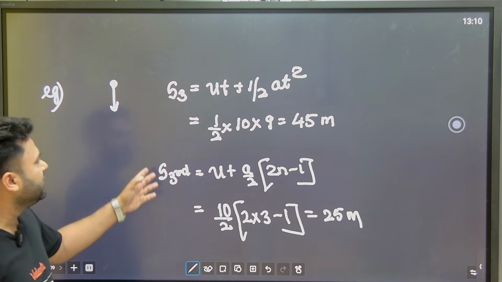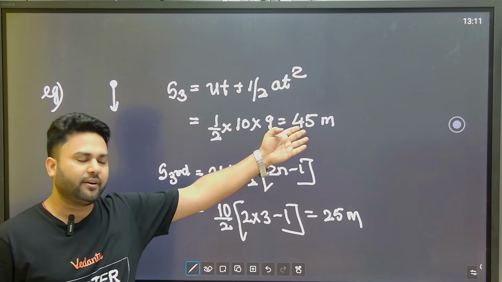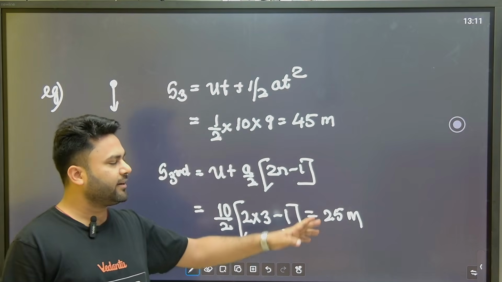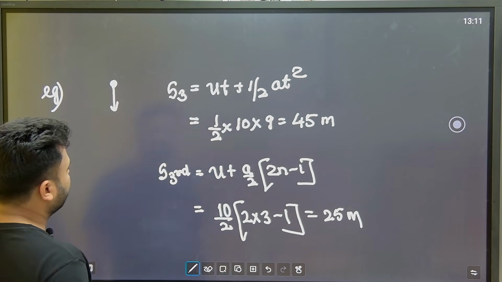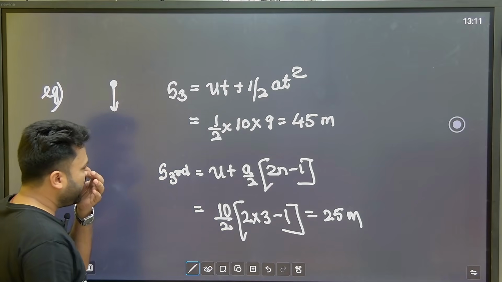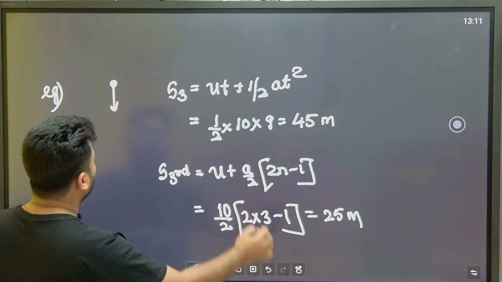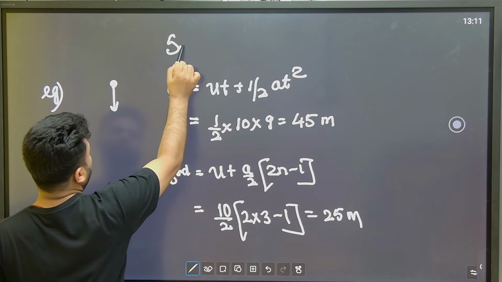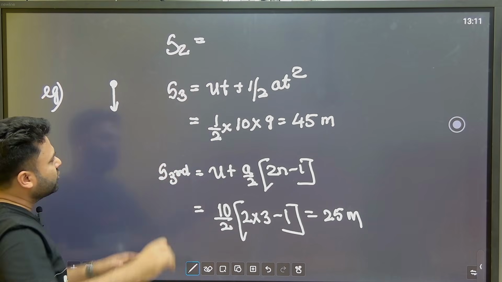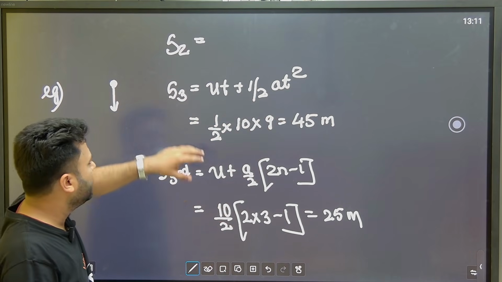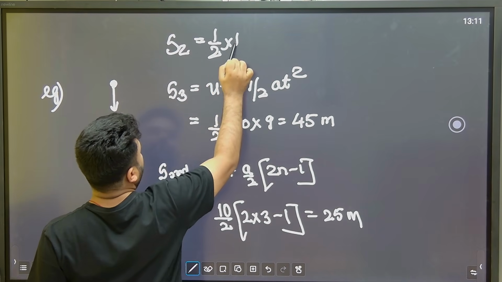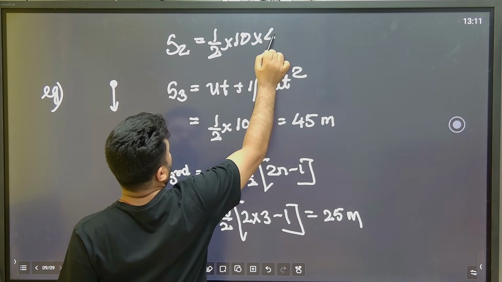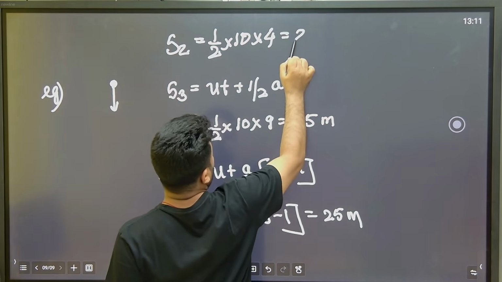See, distance covered in 3 seconds is coming some different. Distance covered in third second is different. Correct? So you need to understand this. Achha, someone asked what is the total distance covered in 2 seconds? 2 seconds, total distance. So again, ut plus half at square. Ut will be 0. So half acceleration, that is 10, t square. 2 square will be 4. So 40 by 2 is 20.